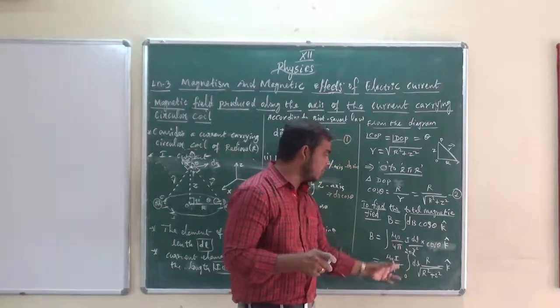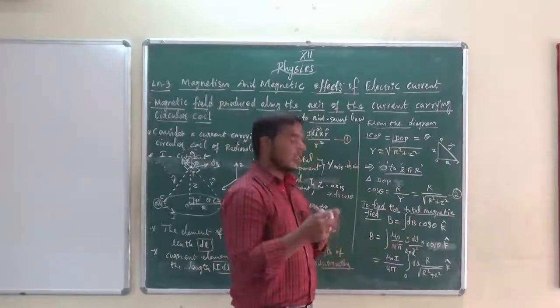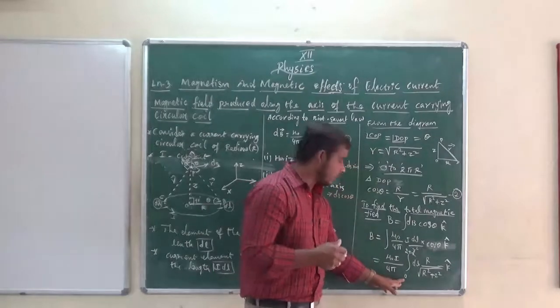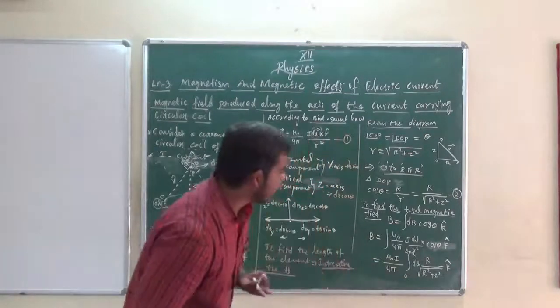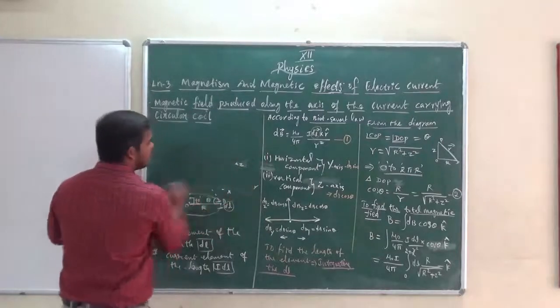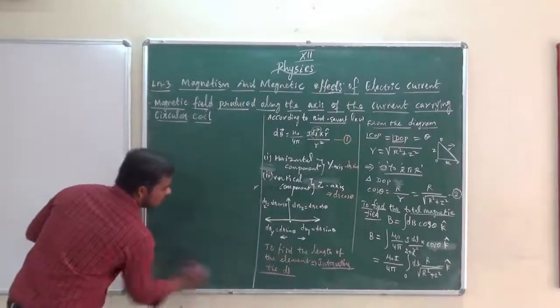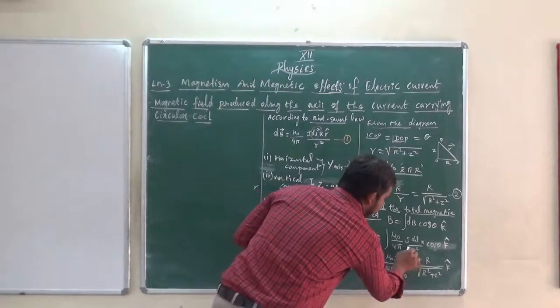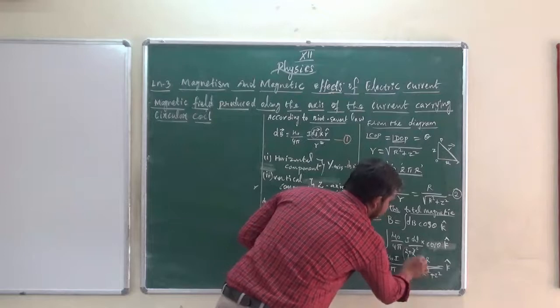Substitute the dB value and k, and take the constants out. Then the rest we have to integrate. The integration of dx is nothing but x. So here dl is there, and the integration of dl is the term we have to integrate.